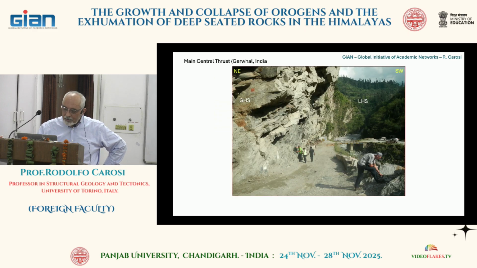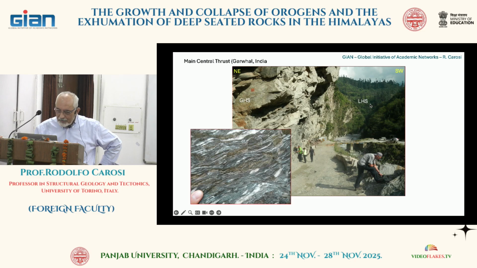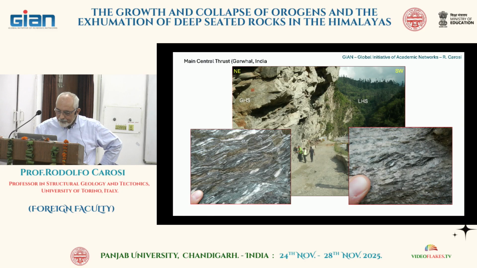Okay, we are in Uttarakhand or Garhwal, India, with some colleagues, Salvatore Iaccarino, Chiara Montomoli, and Dario Visona. And we are at the Main Central Thrust. This is a rock of the Greater Himalayan Sequence. This is sheared rock, and here the Lesser Himalayan Sequence. Some beautiful kinematic indicators in phyllites with a deformed quartz vein. So you can see C plane and S fabric here. There's a dextral sense of shear.